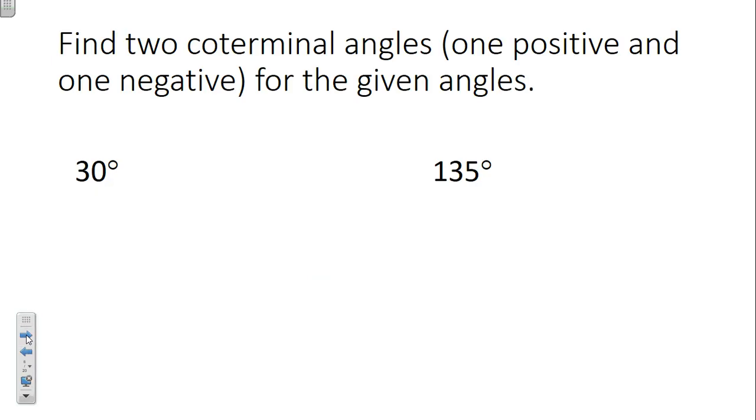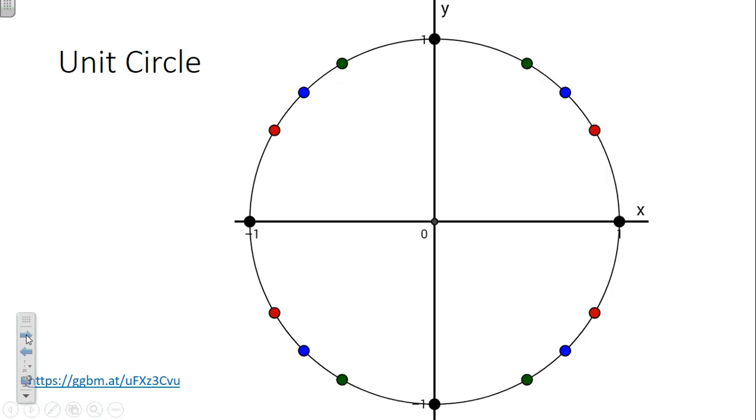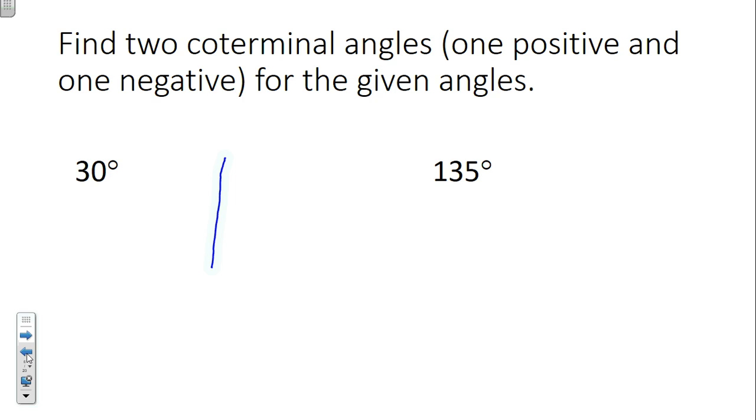We want to find 2 coterminal angles, one positive, one negative, for 30 degrees. Okay, so let's visualize this. If we put in our axis, I want to start with black. All right, so let's go with the y-axis, x-axis, and here's our initial ray, our initial side.